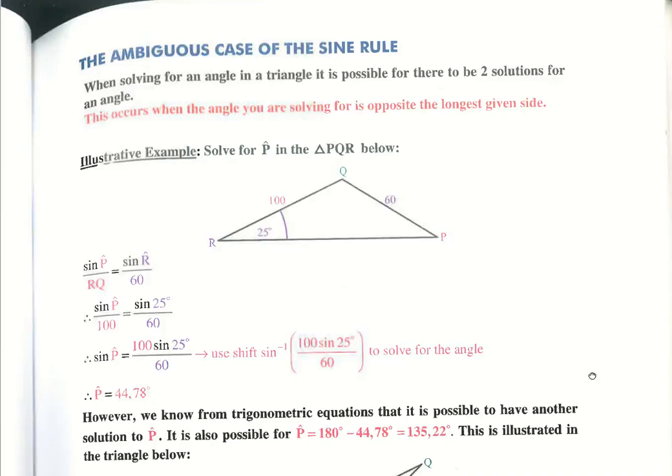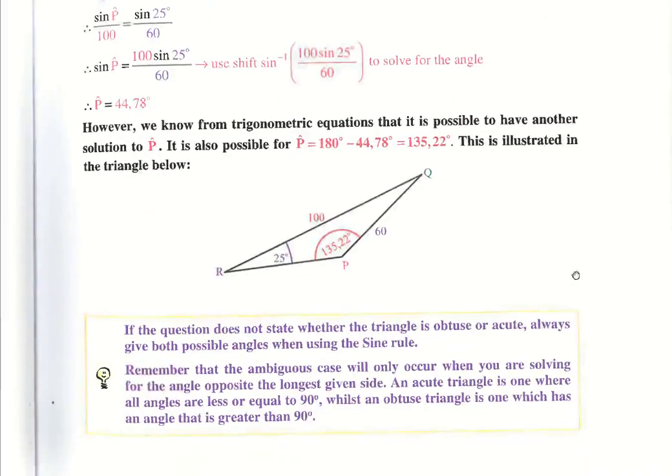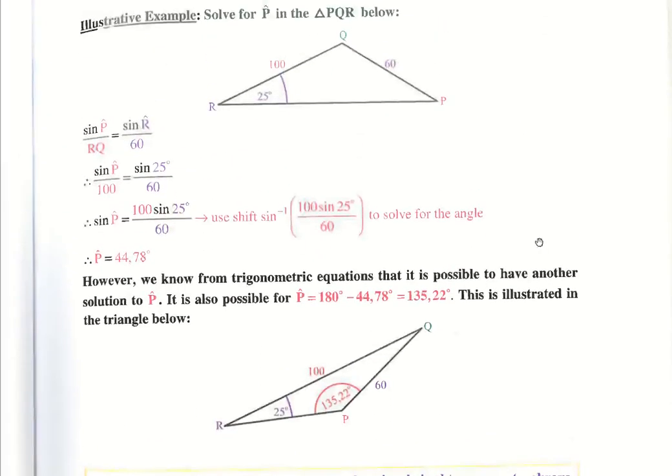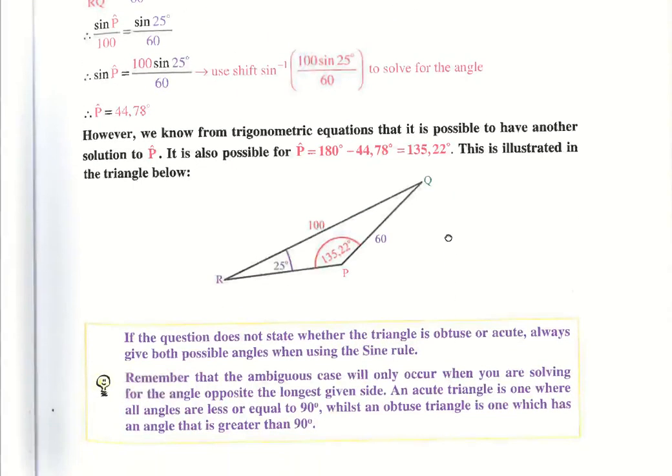But we also know that this could be drawn in a different way. 100 can go over here and 60 can go over there. Keep that diagram in view. This angle doesn't have to be 44.78. This length can come down this way and make this an obtuse angle. So for us to understand that this obtuse angle exists, all we're going to do is take this angle and minus it from 180 degrees, and we're going to get the second angle size that P could possibly be.